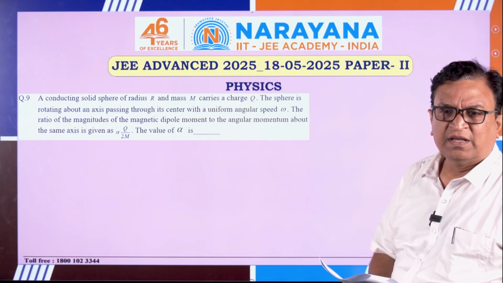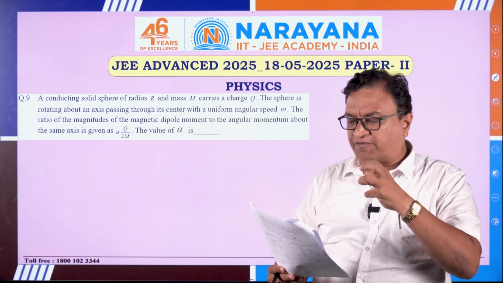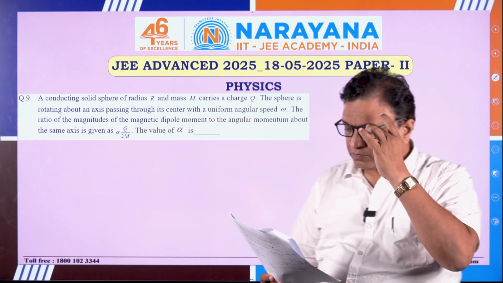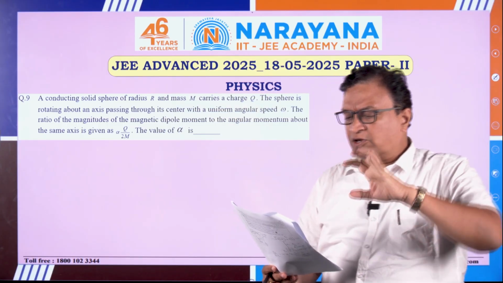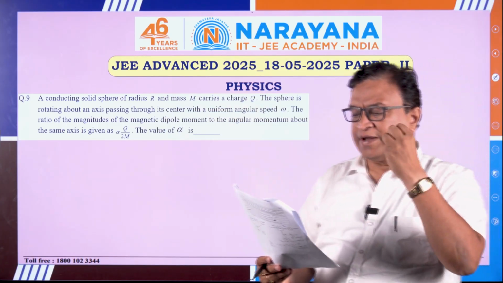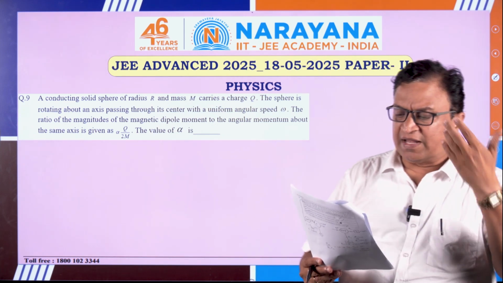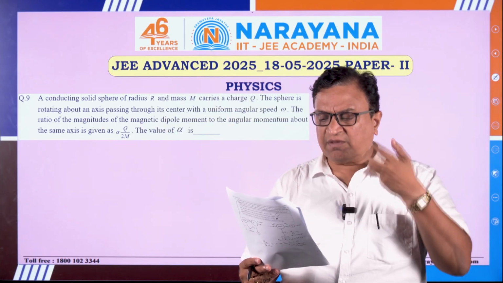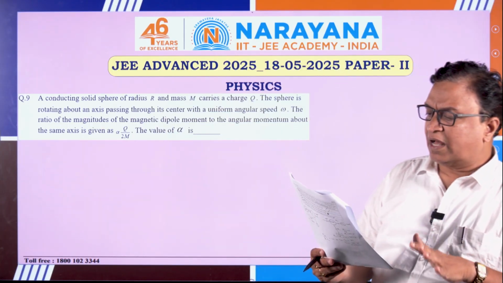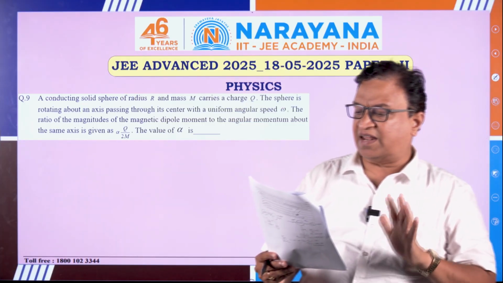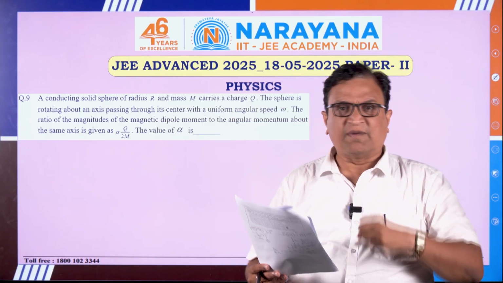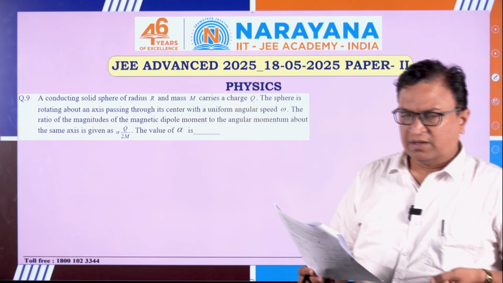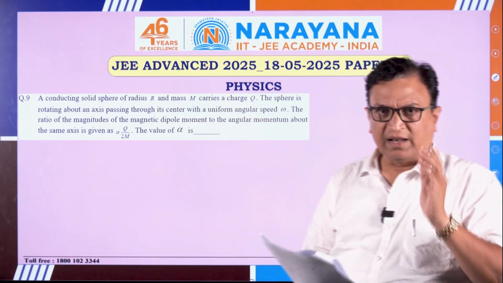magnetics. A conducting solid sphere of radius r and mass m carries a charge q. The sphere is rotating about an axis passing through its center with an angular speed omega. The ratio of magnitudes of the magnetic dipole moment to the angular momentum about the same axis is given as some alpha times q by 2m. A lot of people will make one mistake here. That I will explain clearly.